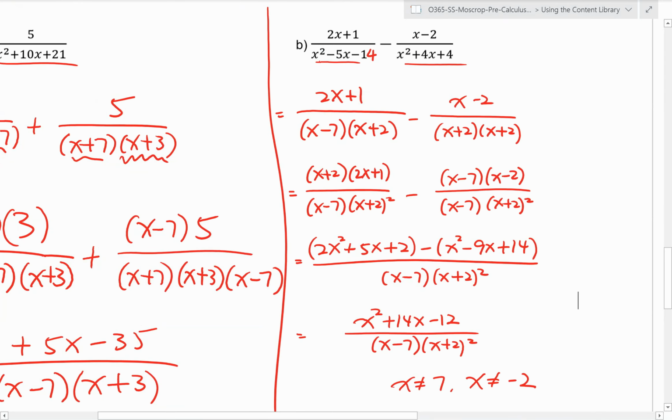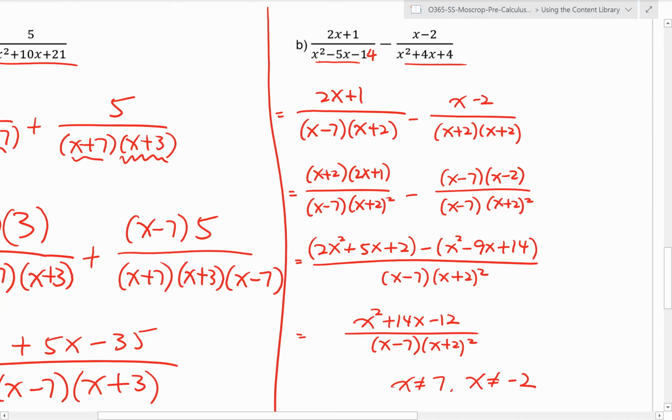All right, so I don't know what happened here. This should have been 14, not just 1. Yeah, something went wrong. That's okay. If you factor this, you should get x minus 7, x plus 2, and it should be x plus 2 times x plus 2.